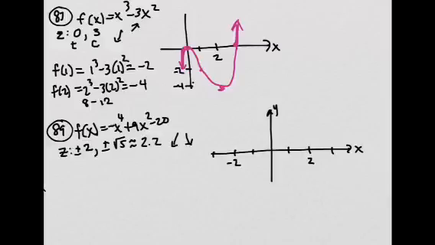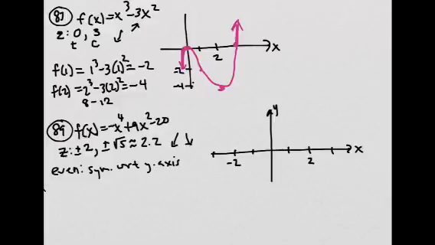And with the function that we have here, when you test for even or odd, it turns out to be even. So that means that it's going to be symmetric with respect to the y-axis. So if we find one side, then we found the other.